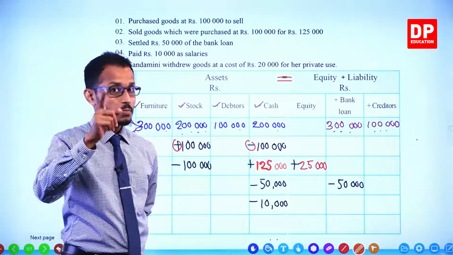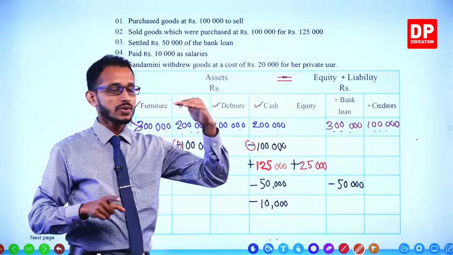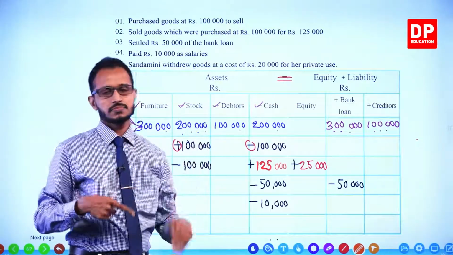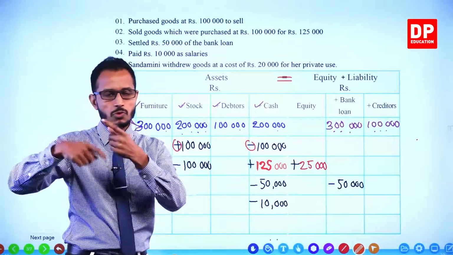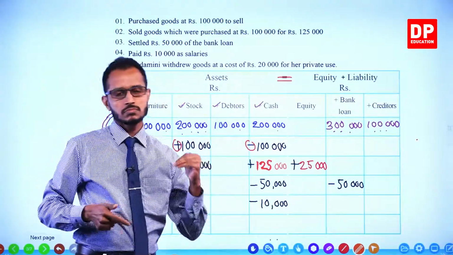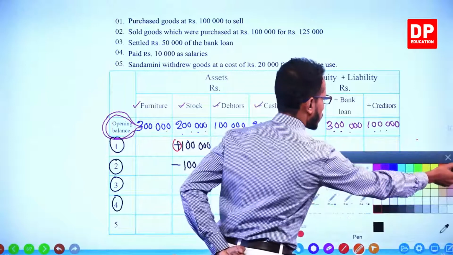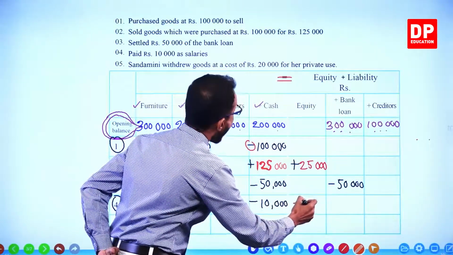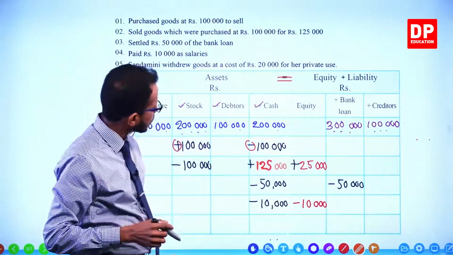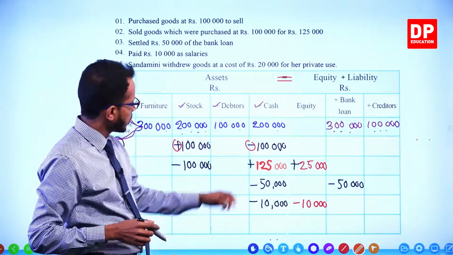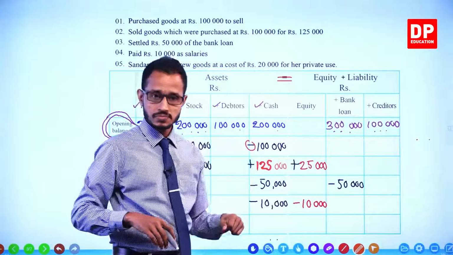If you did not guess it, remember at this point, every expense decreases the equity. The more expenses you pay, the more you spend your money, the lesser the equity gets. So under equity, minus 10,000. Just check whether the sides are balanced. On this side minus 10,000 and on that side minus 10,000. Balanced, right?